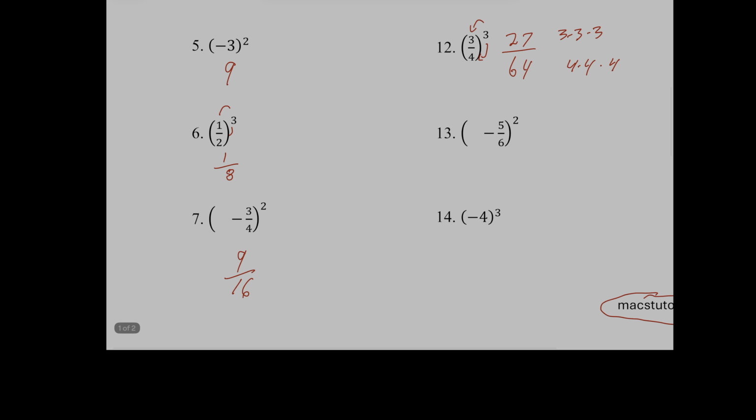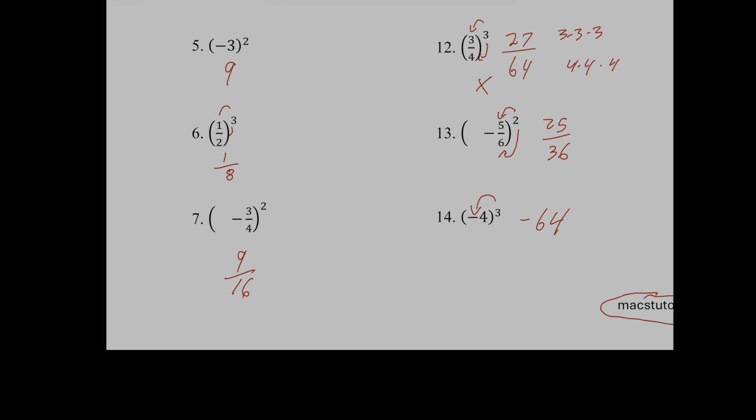Number 13, sorry. I can tell you right now my answer is positive because I have 2 negative signs. I'm going to get 25/36. And number 14, I can tell you right now my answer is negative because I'm going to have 3 negative signs. So now I just got to figure out what 4 cubed is. And as we talked about up here, it's a 64.